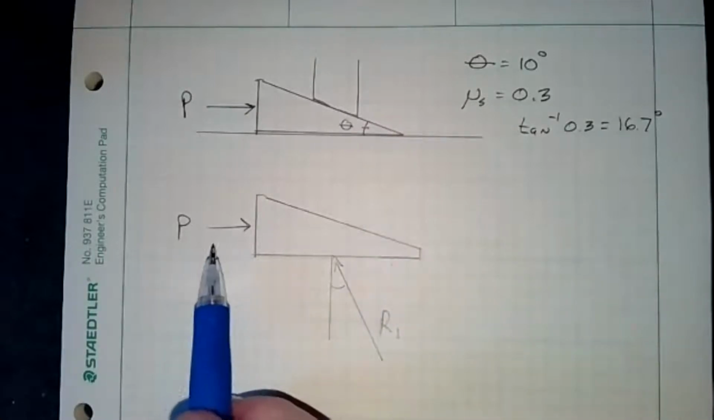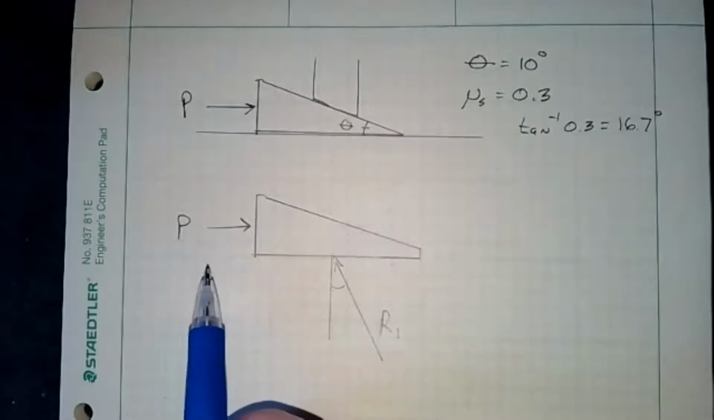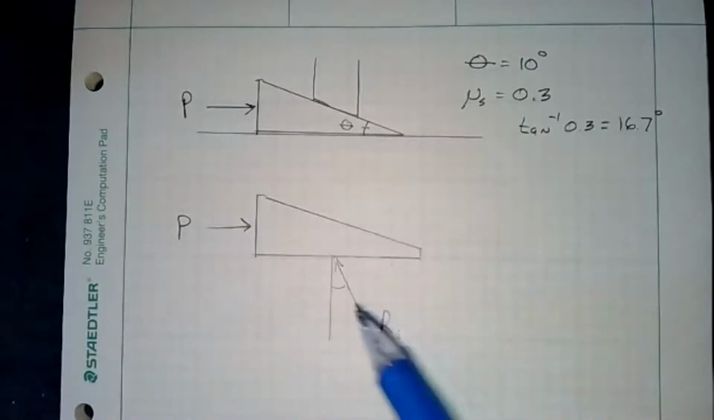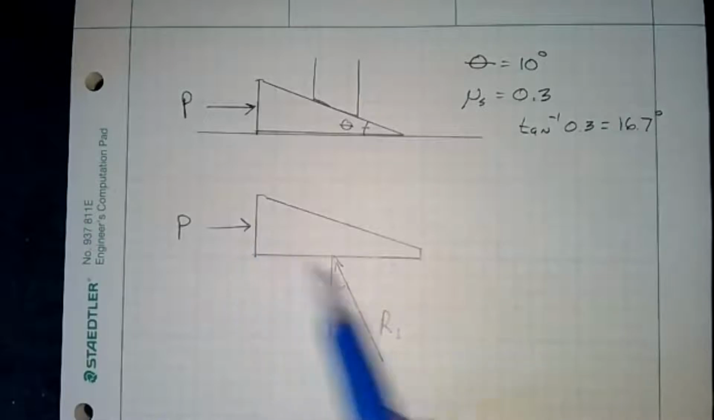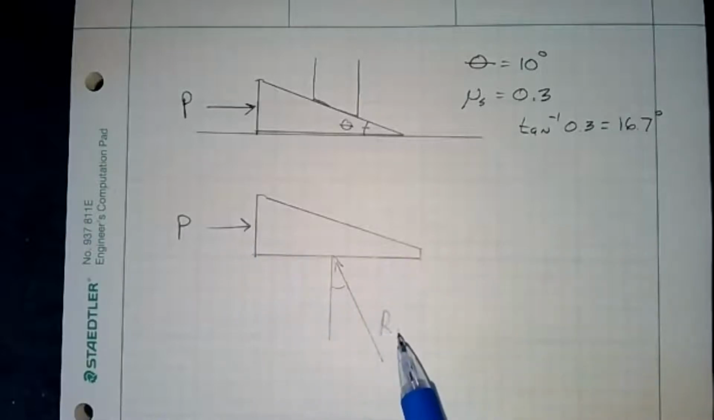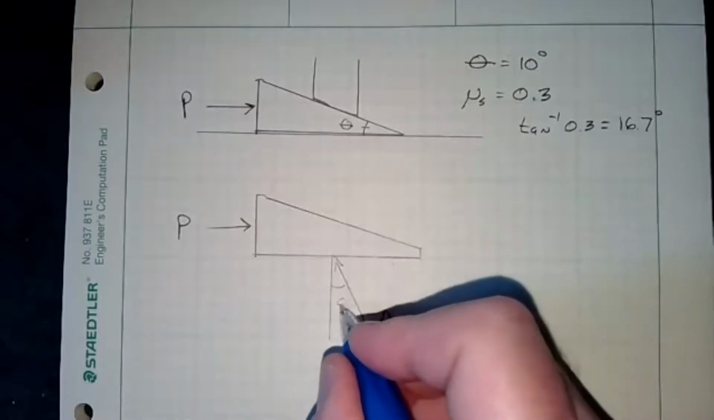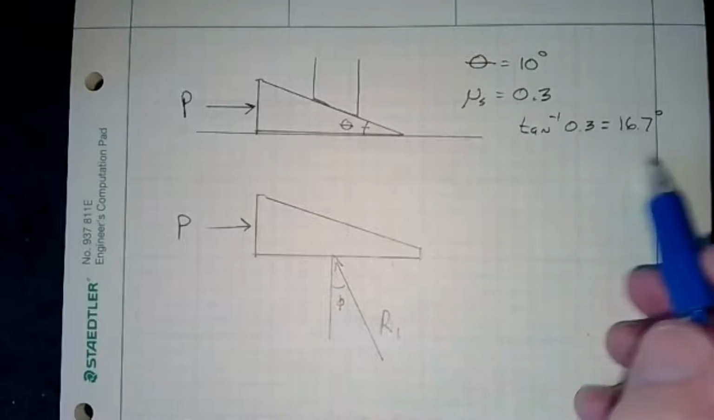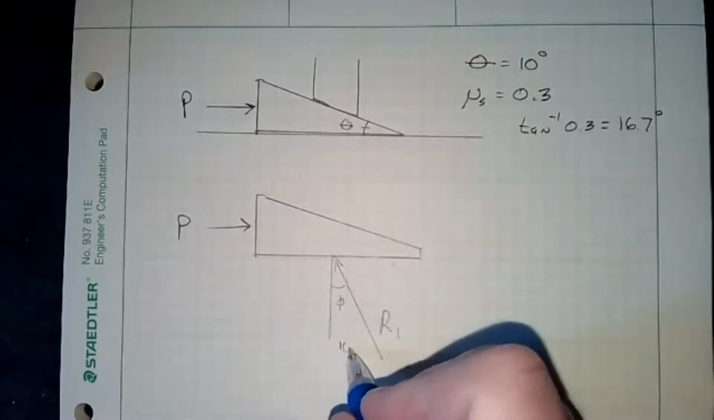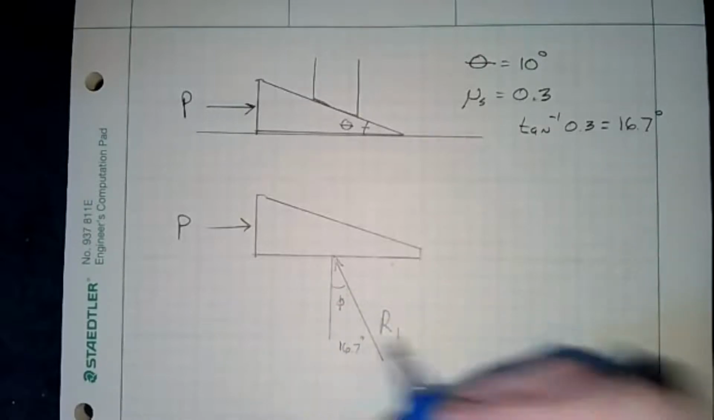Just like in the block we showed earlier, irrespective of being a wedge, the fact that we're trying to push it this way, if we combine the friction force and the normal force, we get this R1. So this angle here has to be phi, which is 16.7. So we know this is 16.7 degrees.